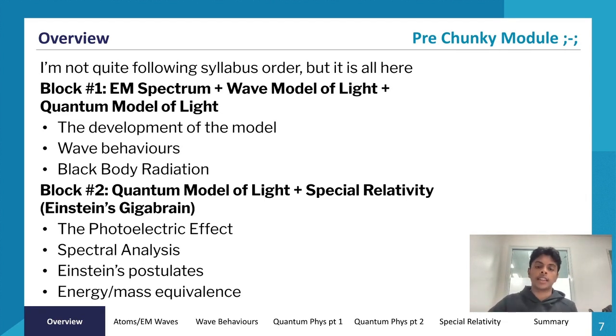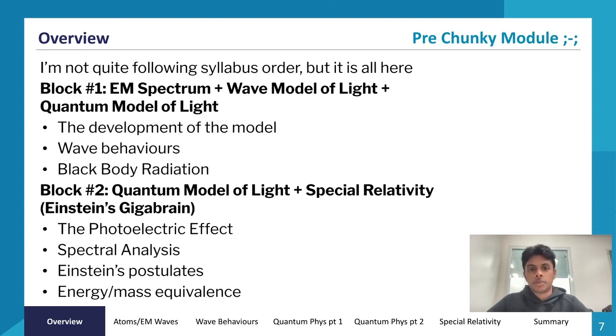I like to think of this as a story. We're following the story of the development of light and also the development of physics along with that. Module 7 and Module 8 are very much like a story. You follow the story of the atom and you also follow the story of light. For this module, we're going to be following the story of light. We'll also be learning about wave behaviours and black body radiation, which allows us to segue pretty neatly into the second block, which is the quantum model of light, special relativity, and Einstein's gigabrain.